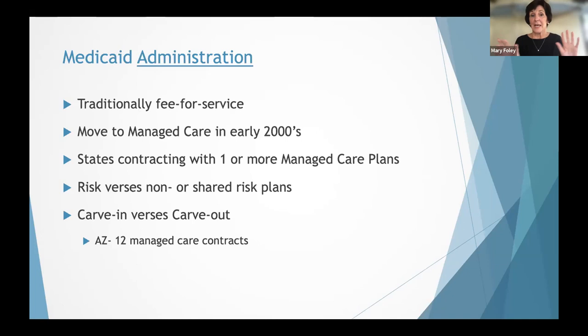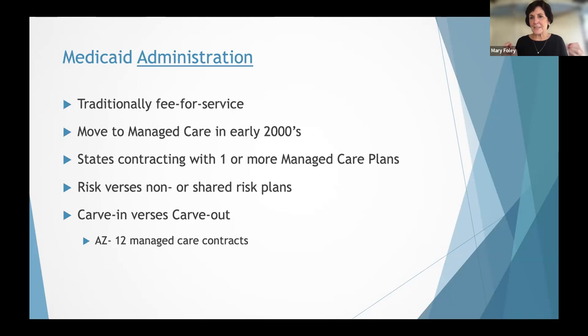And I'm gonna show you some slides of how some states just have one vendor and some states have multiple, okay? But in addition to that, they had issues of risk versus non-risk versus shared risk. So what does risk mean? When we use the word risk in Medicaid or a state sharing risk, it doesn't mean liability, okay? It doesn't mean patients getting hurt and dental liability. It does not mean that at all.